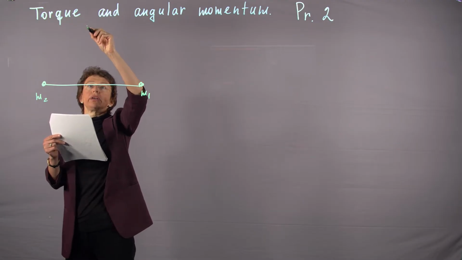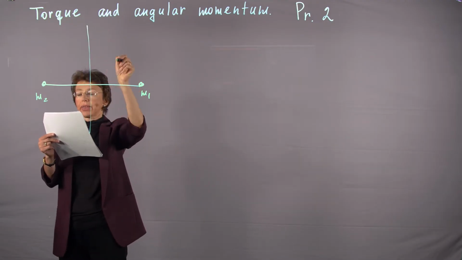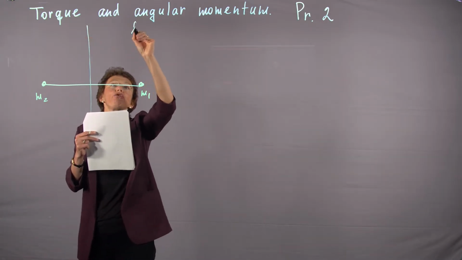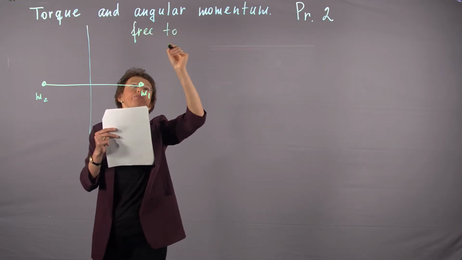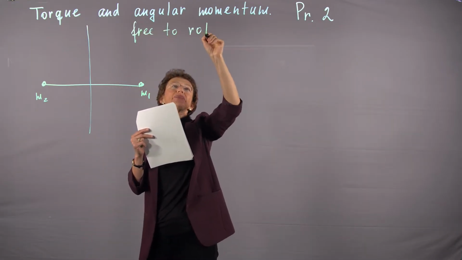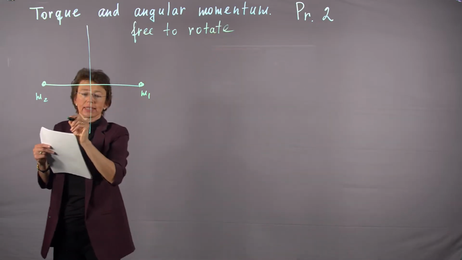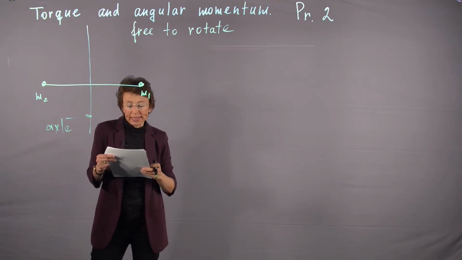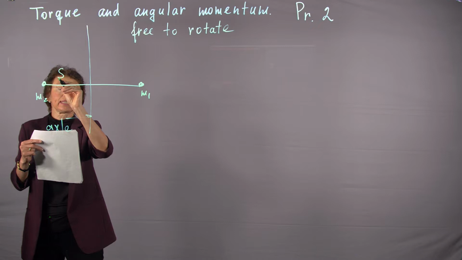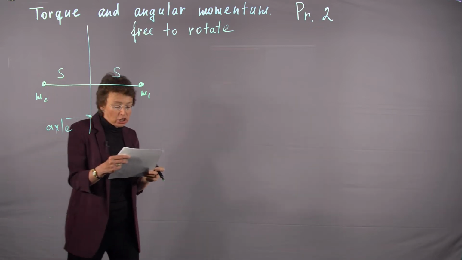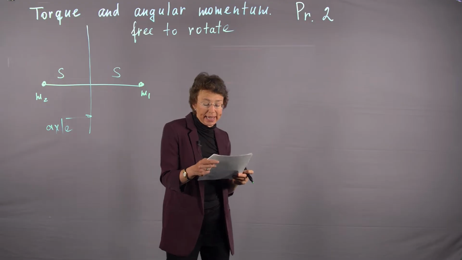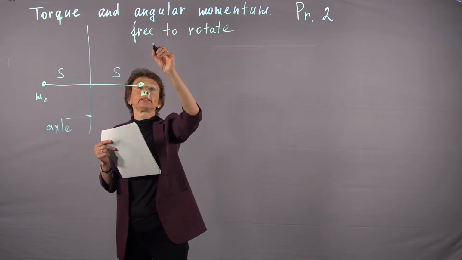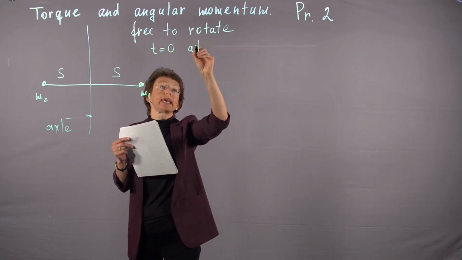And this rod is attached to a vertical axle, and this axle is free to rotate. Those are important words, free to rotate. This is the axle of rotation. Each mass is a distance s from the axle. This distance is s, and this distance is s. The system is initially at rest. At time moment 0, the system is at rest.